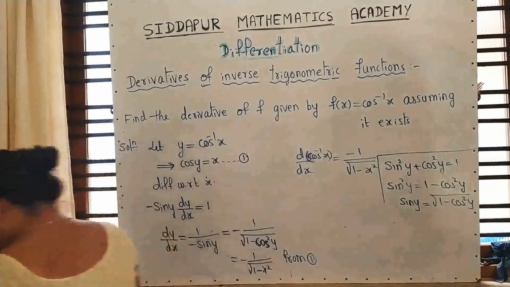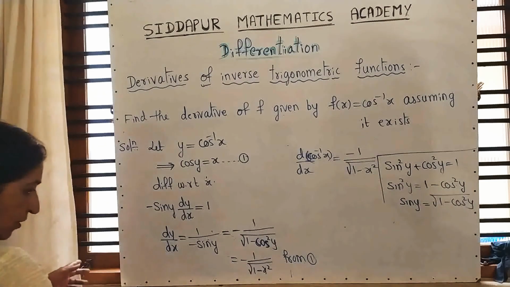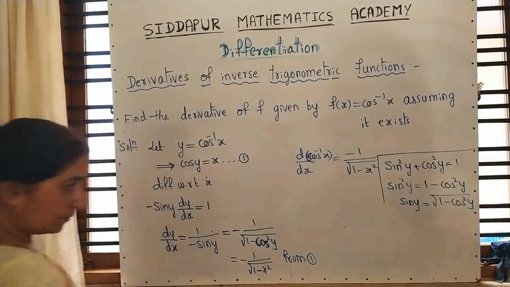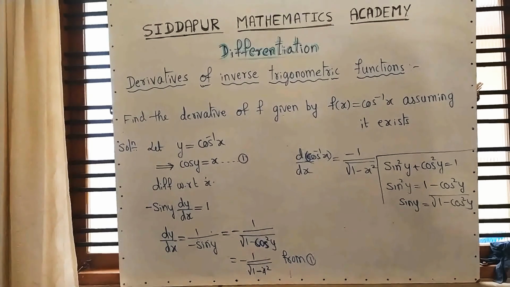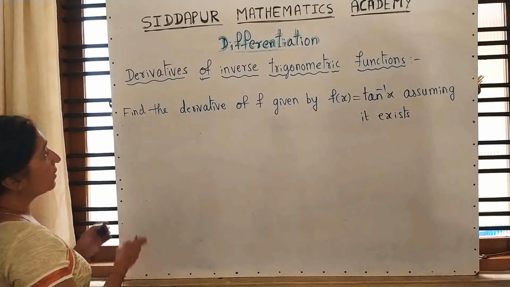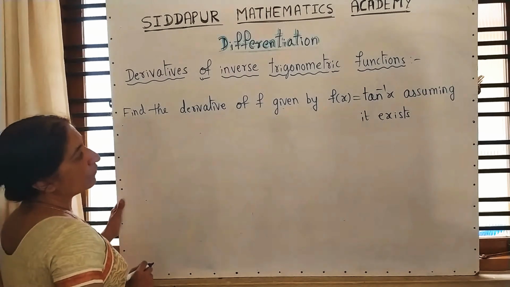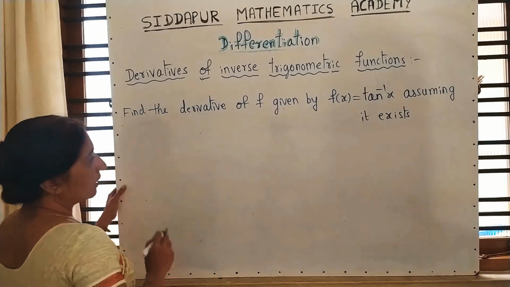Is it clear or what? So the problems are very simple. Moving to the next question. So moving to the next formula, third one. Find the derivative of f given by f of x is tan inverse x, assuming it exists.